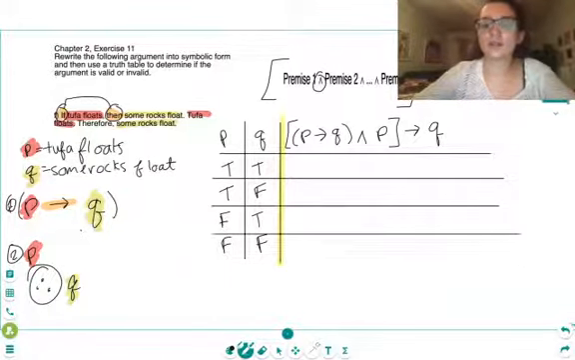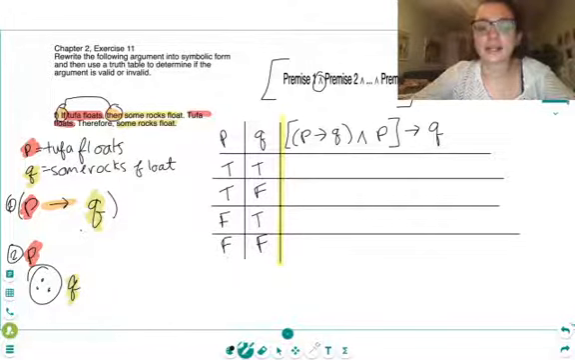So does the statement, if P then Q, stand true? Well, if tufa floats, then some rocks float. Tufa does float, some rocks do float, so this statement, if tufa floats, then some rocks float, is true.